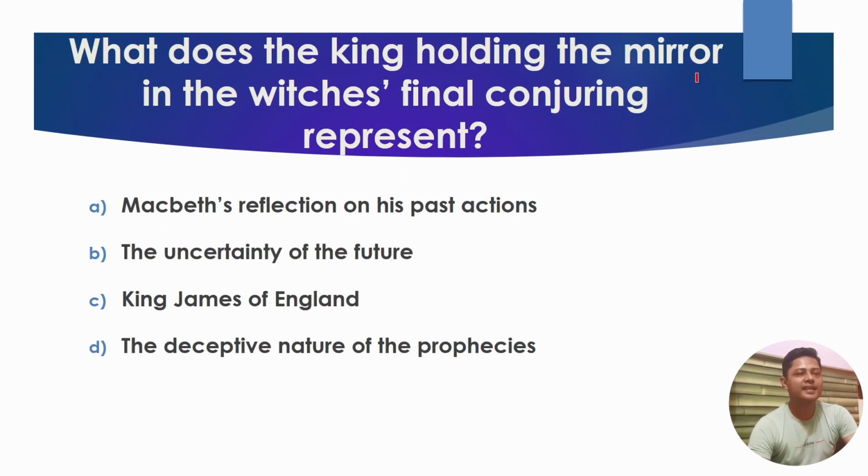What does the king holding the mirror in the witches' final conjuring represent? So it represents option C, King James of England. So in the mirror there are many kings and it suggests that there will be many kings after King James from his family line. That is the Stuart.